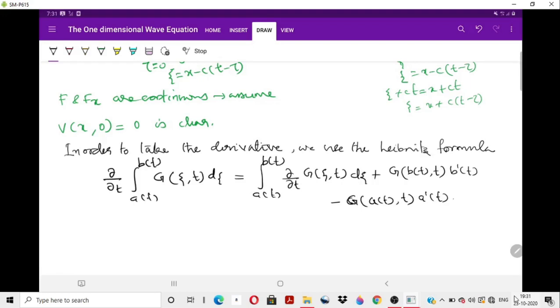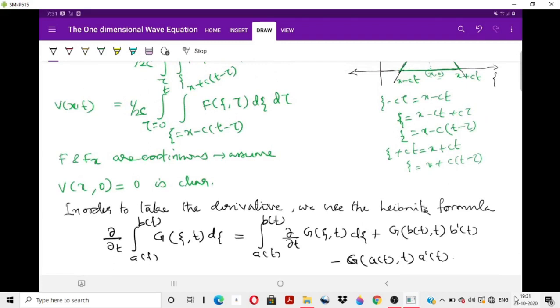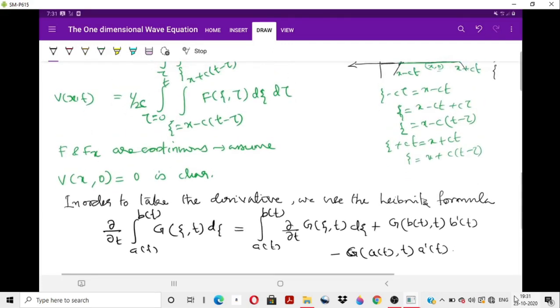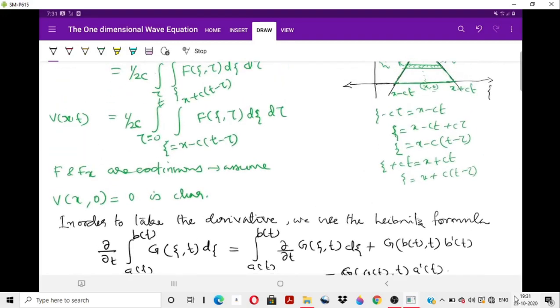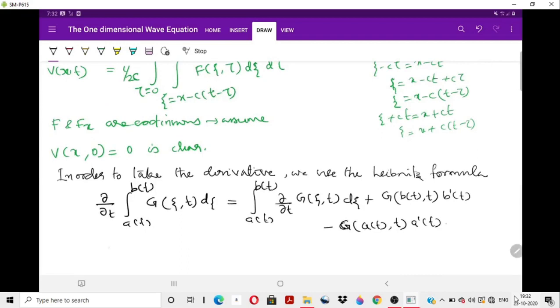So in order to find the derivative v_t at x,t, we may use this formula, and we know that v of x,t is a double integral function in the variables theta and tau. So first of all, we may consider the inner integral as the function g, that is, the integral over theta from x minus c into t minus tau to x plus c into t minus tau of f of theta, tau d theta as another function. When we integrate this with respect to theta, we will get a function of tau and t.